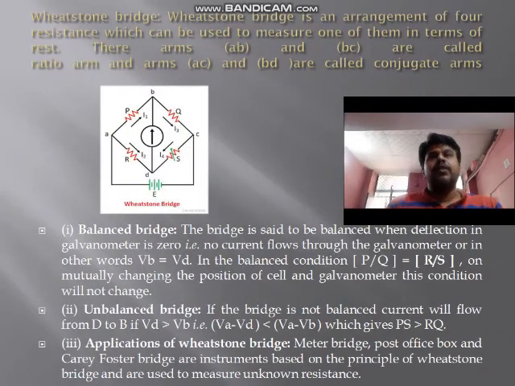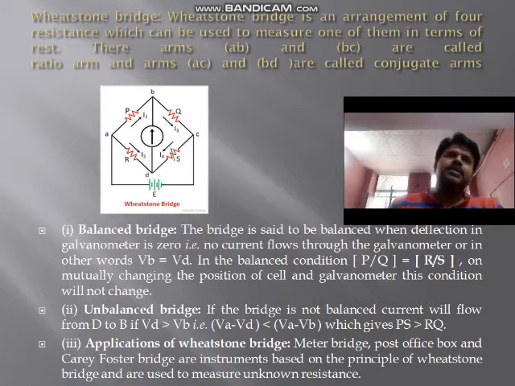Wheatstone bridge is an arrangement of 4 resistors which can be used to measure one of them in terms of the rest of the resistors. The arms AB and BC are called ratio arms, and the arms AC and BD are called conjugate arms, as shown in the figure. This arrangement of resistance is known as Wheatstone bridge.